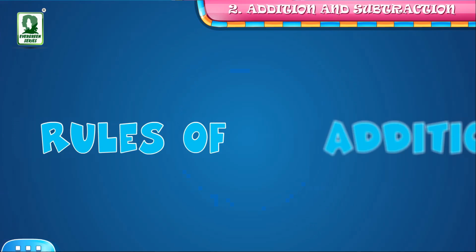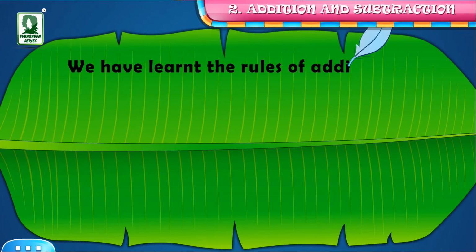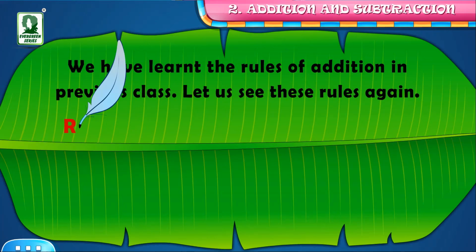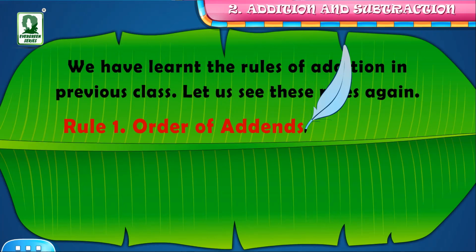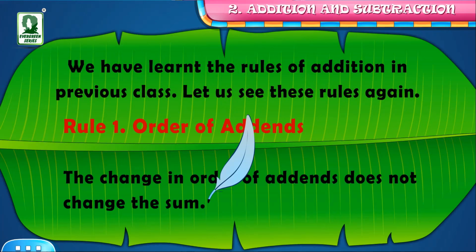The rules of addition. We have learnt the rules of addition in previous class. Let us see these rules again. Rule 1. Order of addends. The change in order of addends does not change the sum.